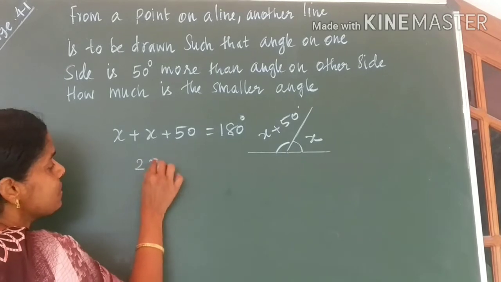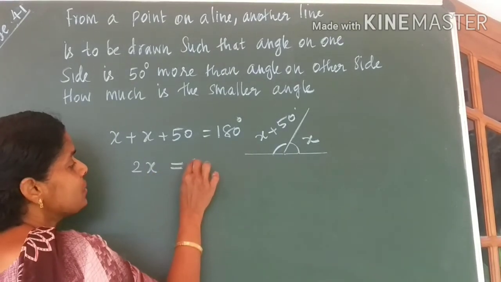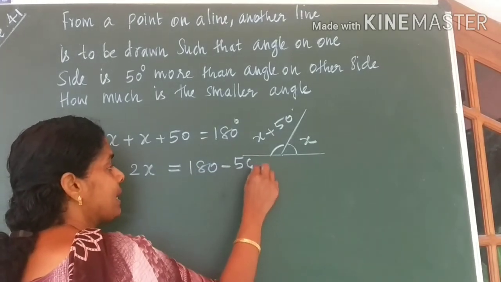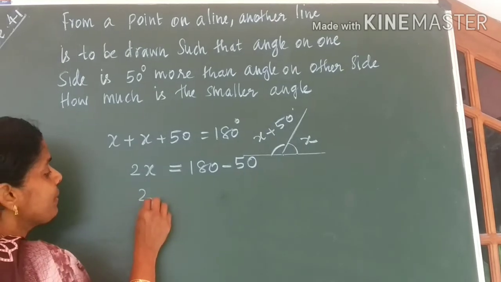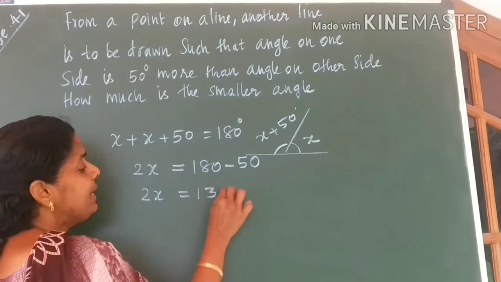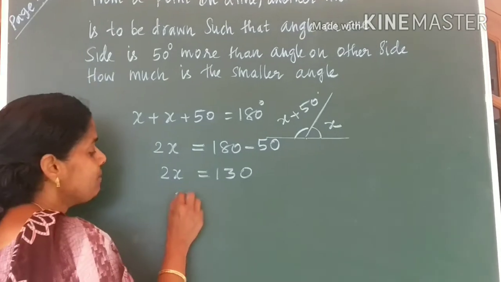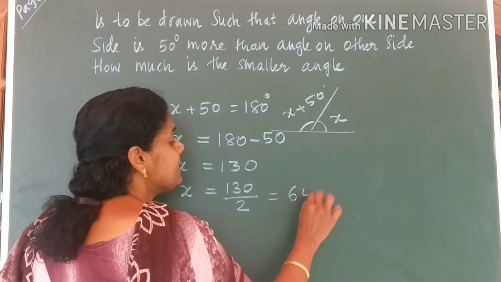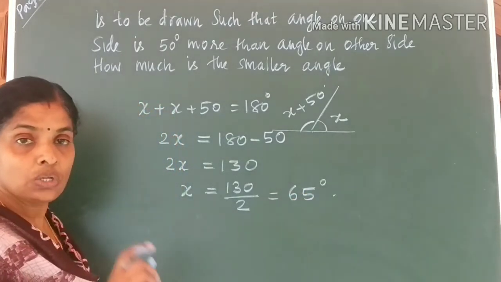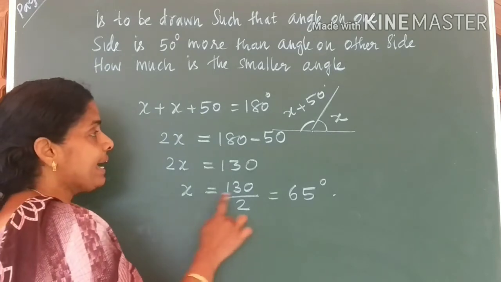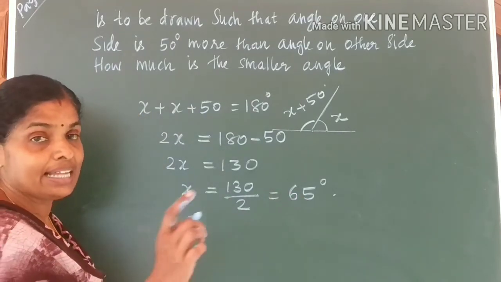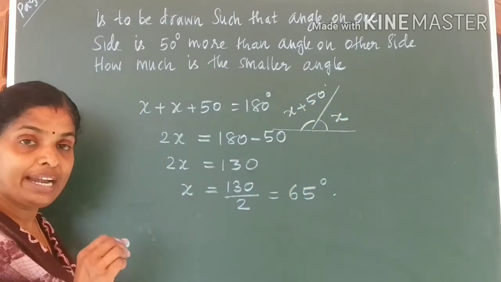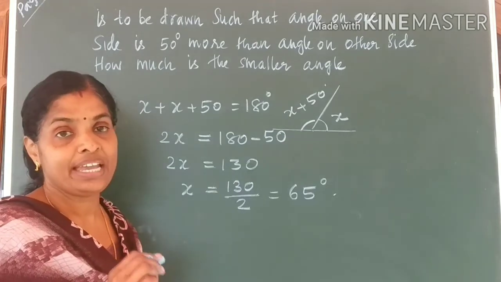x plus x gives you 2x. So you can write 2x is equal to 180 plus 50 taken to the other side becomes minus 50. So you get 2x is equal to 130 degree. That means x is equal to 130 divided by 2. That is equal to 65 degree. So the two angles are, one angle is 65 degree, the other angle is 65 plus 50, so you will get 115 degree. Is it clear, children?